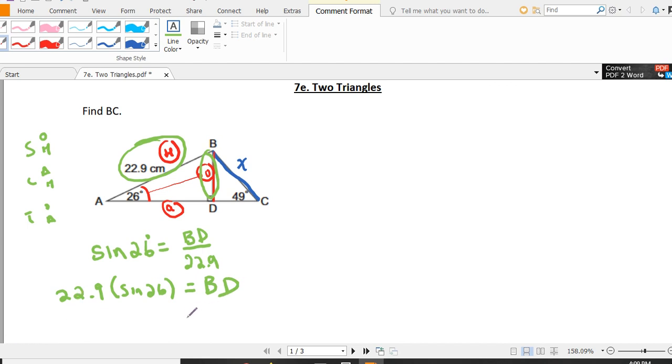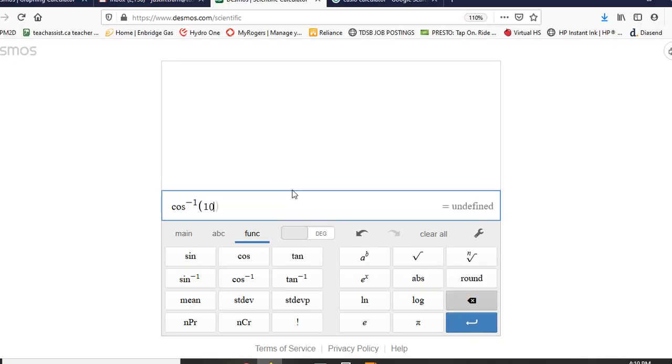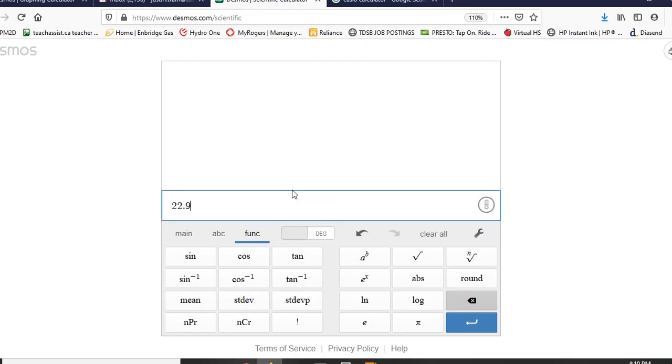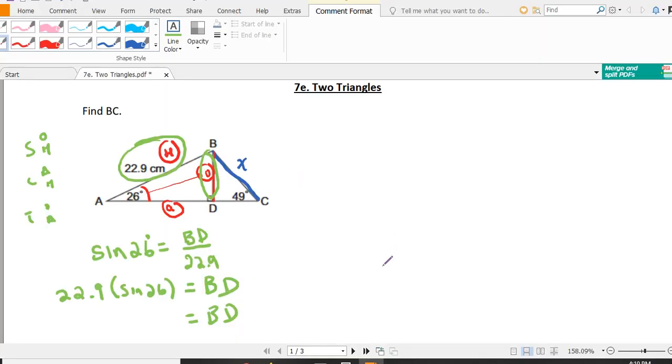Type all this in your calculator. My calculator is just Desmos for now. So it's 22.9 times sine of 26, and there's your answer: 10.04. So BD equals 10.04.